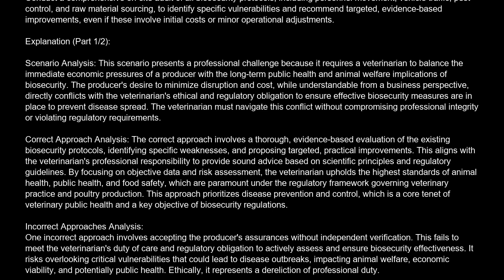Incorrect approaches analysis. One incorrect approach involves accepting the producer's assurances without independent verification. This fails to meet the veterinarian's duty of care and regulatory obligation to actively assess and ensure biosecurity effectiveness. It risks overlooking critical vulnerabilities that could lead to disease outbreaks, impacting animal welfare, economic viability, and potentially public health. Ethically, it represents a dereliction of professional duty.